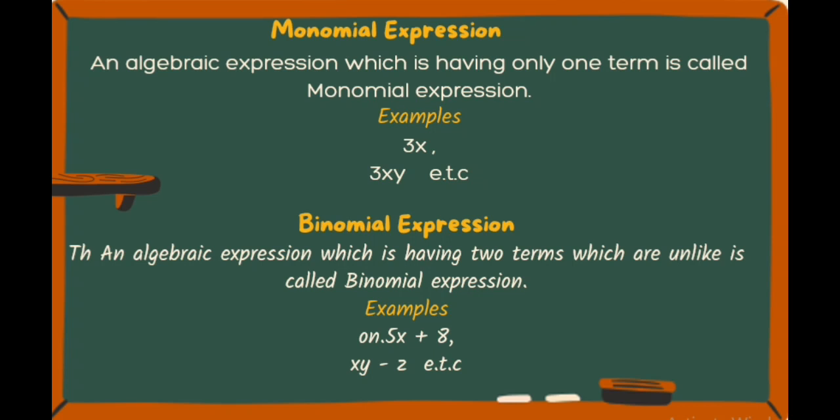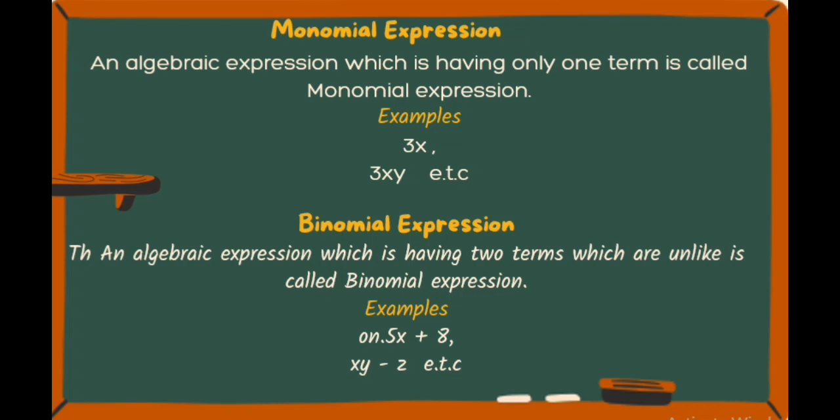Mono means one. A monomial expression is an expression that consists of only one term. It only has one term. And what do we mean by one term? For instance, we have 3x without any operation to have another term with it. We can say 3x. That is one term. We can also have 3xy. That is another one term.